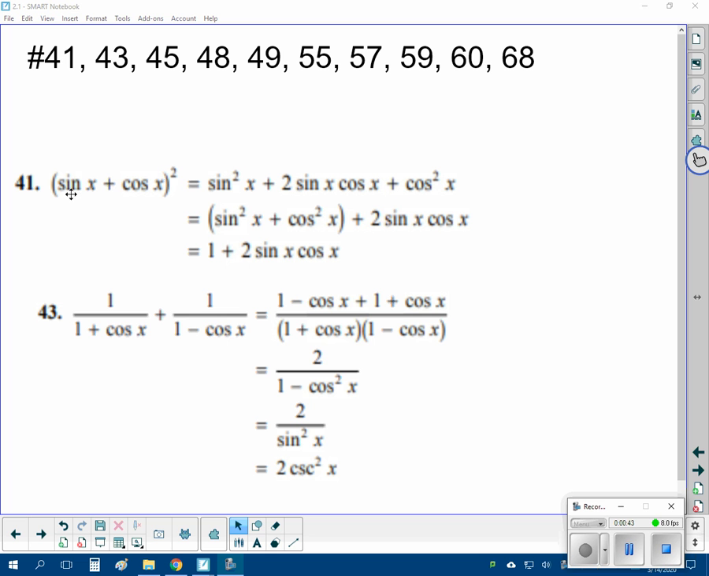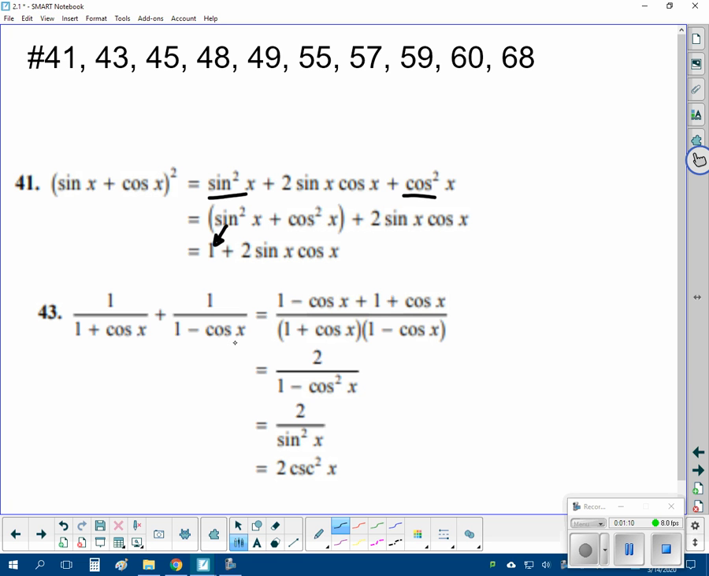So on 41, what they did is they essentially would have written this out twice and foiled it out. If you foil it, this is what you're going to get. And then they chose to basically group the sine squared and the cosine squared because we know that's a Pythagorean identity. So sine squared plus cosine squared, they just moved next to each other and then turned that into 1. And that was it.